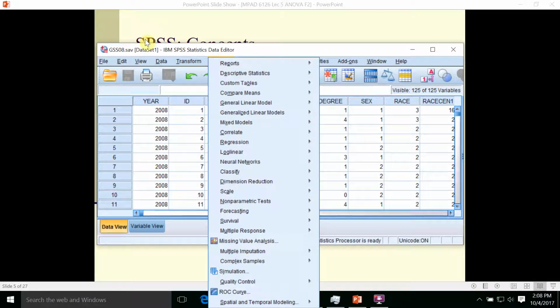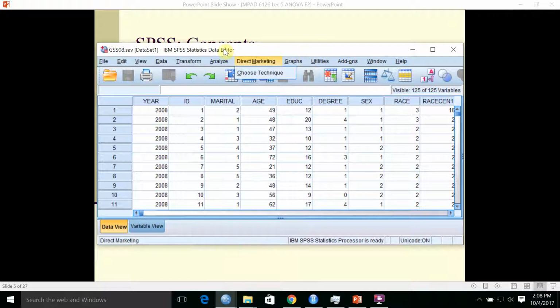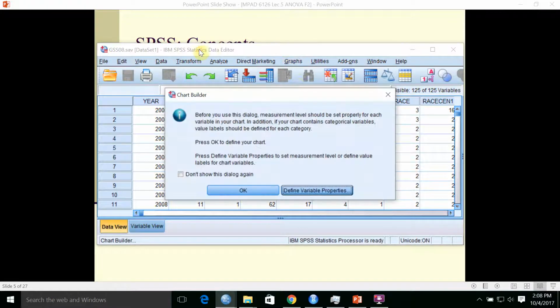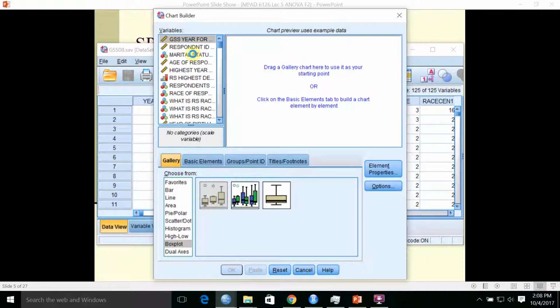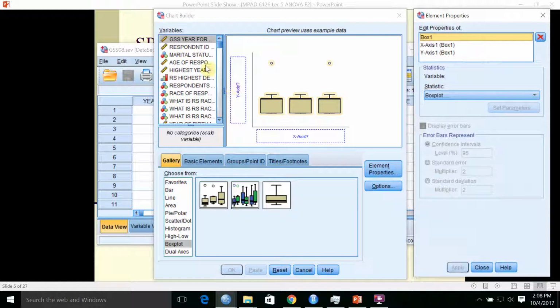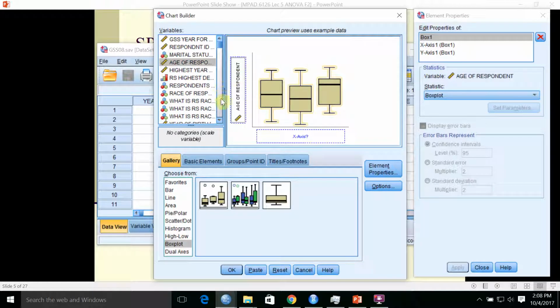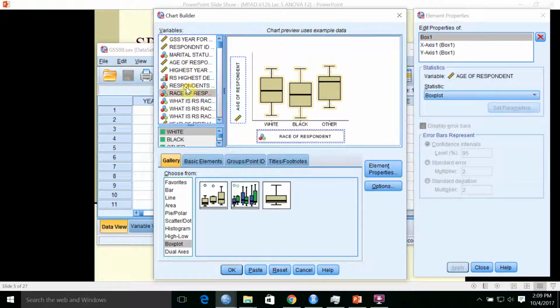So to run the box plot, we first go to graphs, chart builder. And we want to select which graph we want. So we want a box plot. And then we want age of the respondent on the y-axis, and then race of the respondent on the x-axis.